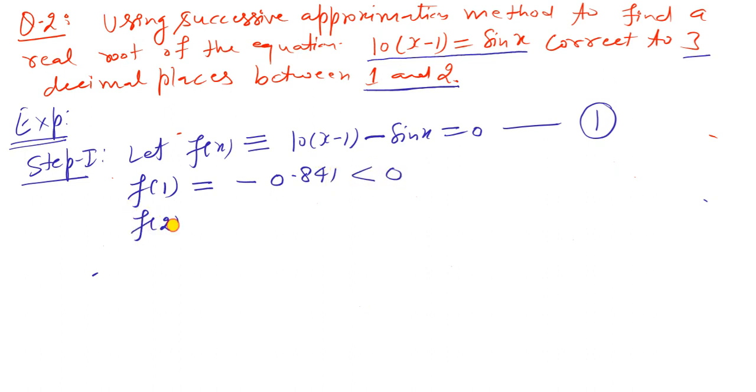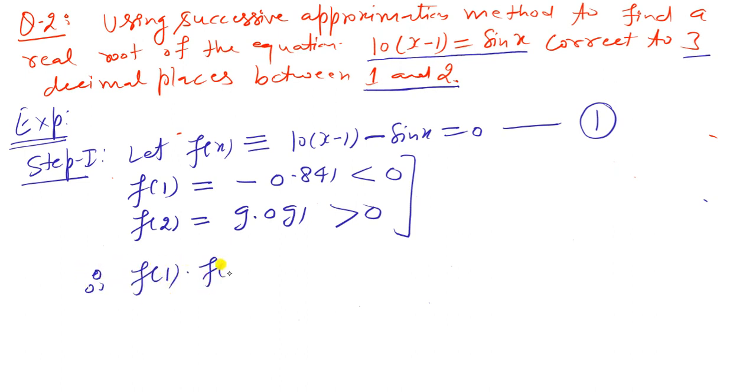Now put x equals 2 in equation 1, then we obtain the functional value 9.091, which is greater than 0. That is, at x equals 1 and at x equals b, we obtain opposite sign functional values. Therefore f(1) times f(2) is less than 0, hence a root lies between the interval 1 and 2.